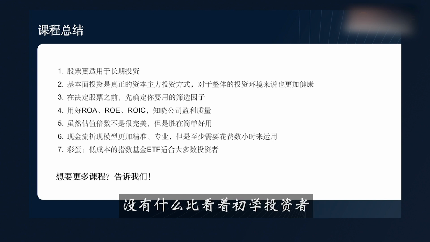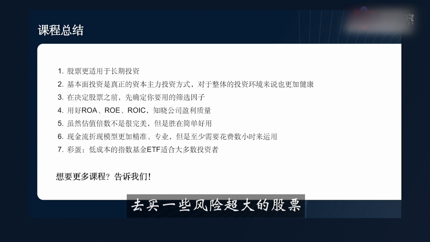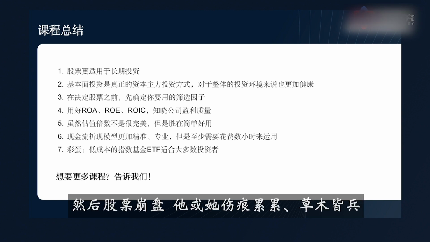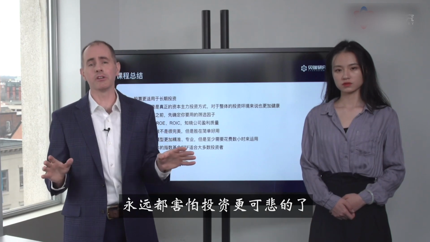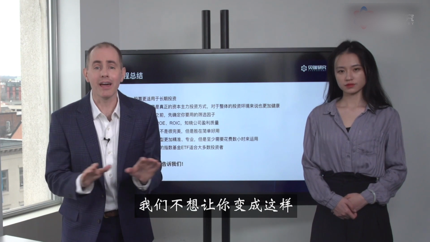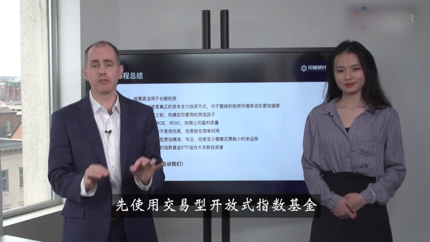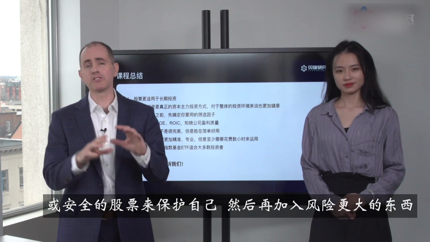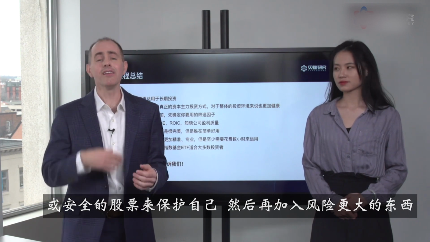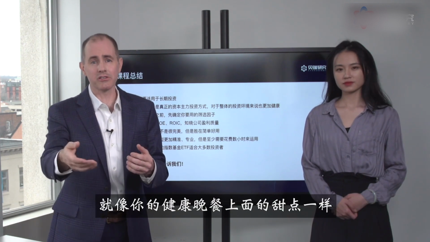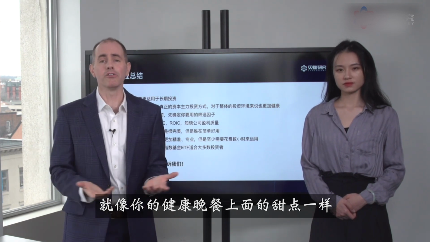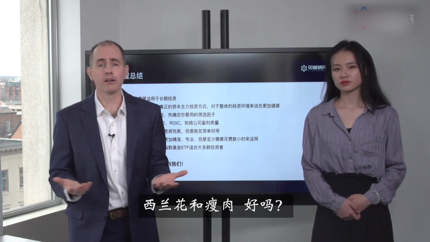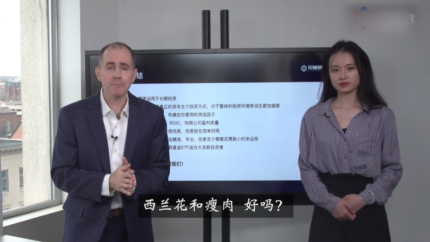There's nothing sadder than watching a new investor run out and buy some super risky stock, and then it crashes. And he or she is permanently scarred and scared of investing forever. We don't want that to be you, okay? So protect yourself either with index ETFs or safe stocks to get started, then add the riskier stuff, just like the sugary dessert on top of your healthy dinner based on broccoli and lean meat, all right?